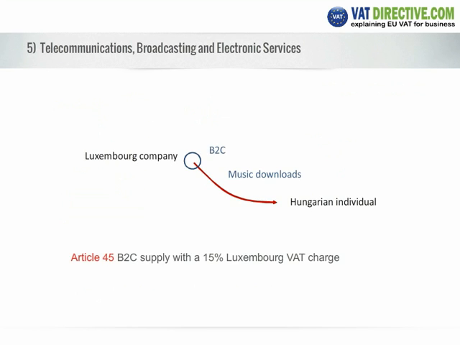So let's try and summarise this. Luxembourg is a very attractive member state to establish your business, your electronic business from. So let's say we establish ourselves in Luxembourg and we download music to, let's say, Hungarian individuals. Now again, this is an Article 45 supply, standard rate of VAT in Luxembourg 15%, so that would come with a 15% VAT charge. If this was e-books, it would come with a 3% VAT charge. Now the Hungarian VAT rate is 27%, so that's a big difference.